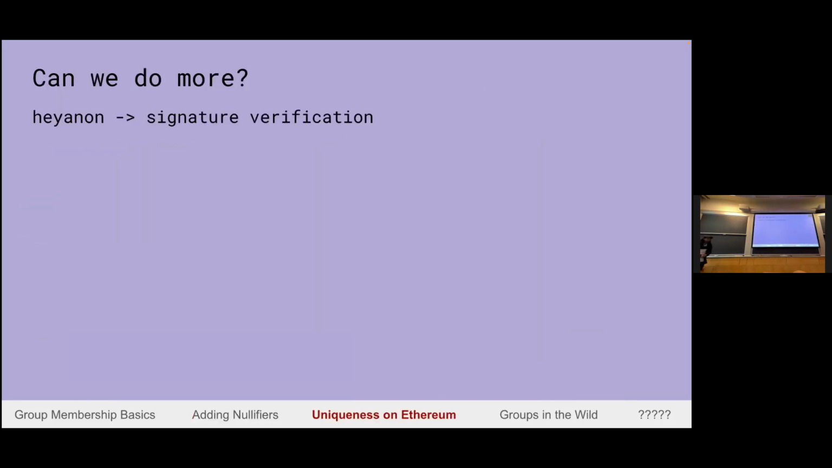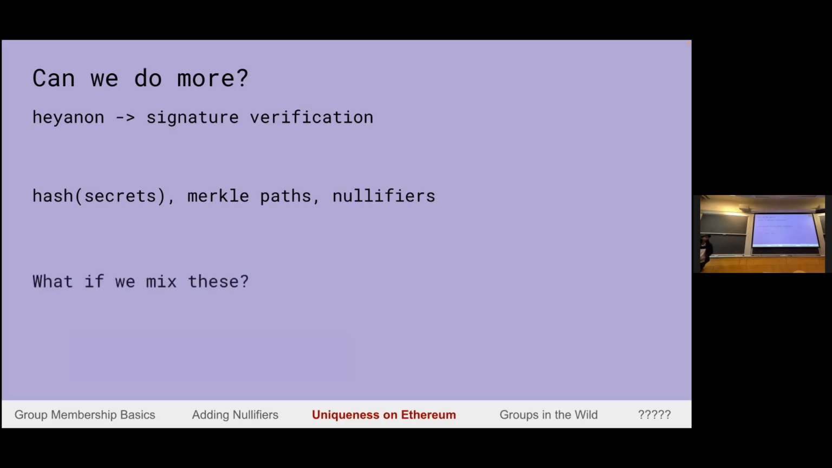So okay, let's go over what we've seen so far. We saw a bunch of the set membership stuff. We saw the signature verification, and then we saw nullifiers. What we haven't done yet is combine these. We haven't combined the signature verification from Hayanon with our new way of doing nullifiers to avoid double spending. So what if we want to mix these? We want to do signature verification, and we want to have a nullifier.